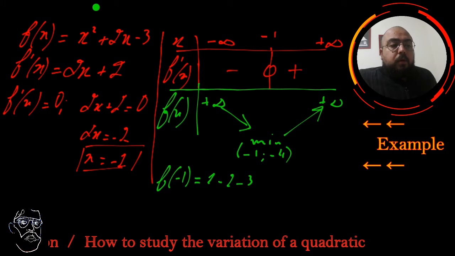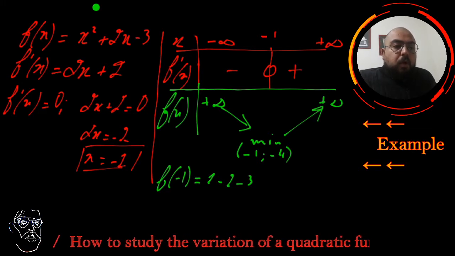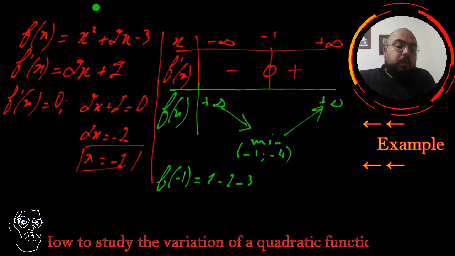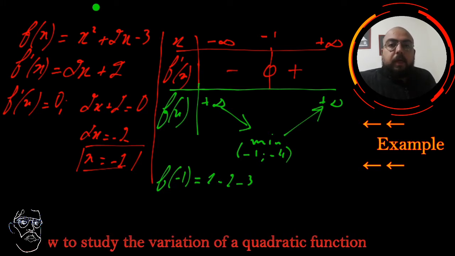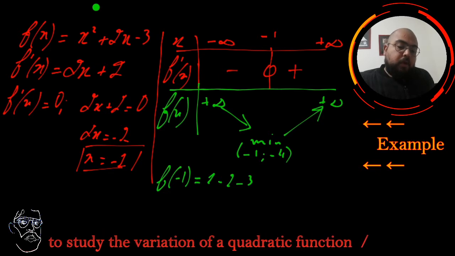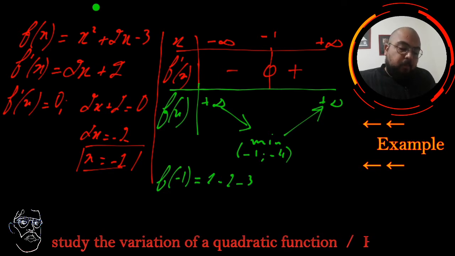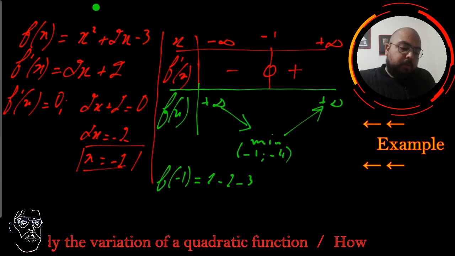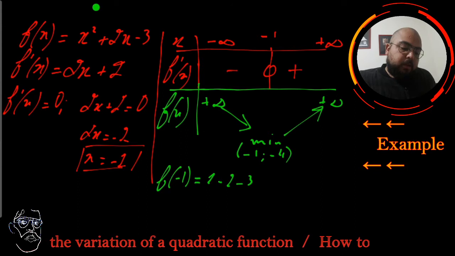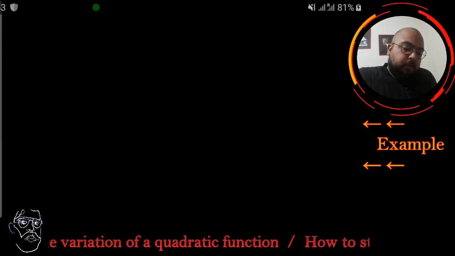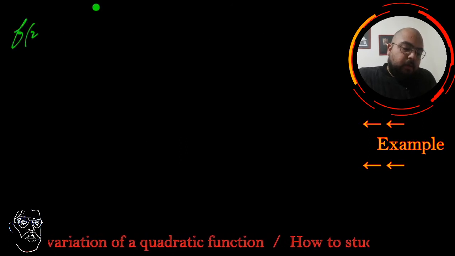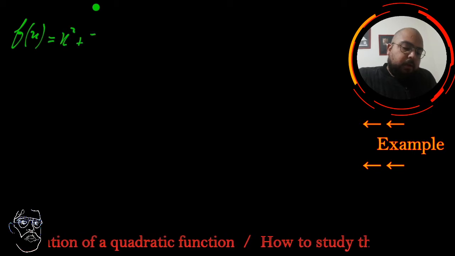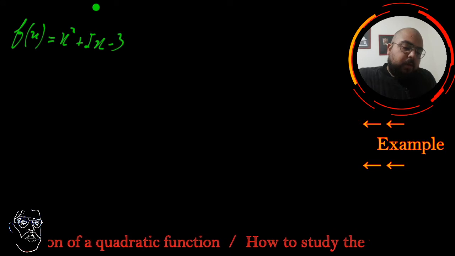Once you have your table of variation, you can choose some particular points and then directly draw the graph. So I will have to take a few particular points. Again, in this case, my function is x squared plus 2x minus 3.